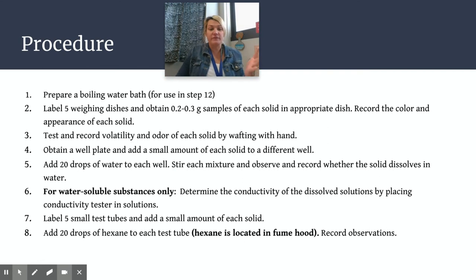Next, we're going to label 5 test tubes and add a small amount of each substance to the test tube. Then we're going to add 20 drops of hexane. Hexane is the opposite of water, so if it didn't dissolve in water, chances are it will dissolve in hexane. Hexane is a very volatile substance, so it will be located in the fume hood because we don't want its vapors coming into the room. And then we're going to record.